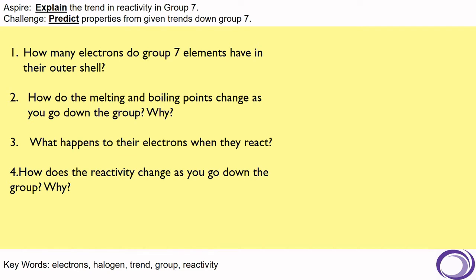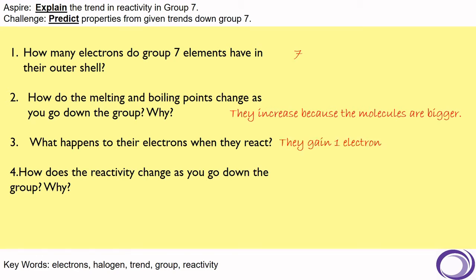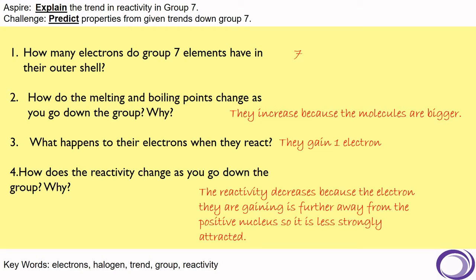So you should have, for number 1, 7. Number 2, their melting and boiling points increase because the size of the molecule increases, or simply the molecules are bigger. All of these elements will gain 1 electron when they are reacting, and as we go down the group, the reactivity will decrease because the electron they are gaining is further away from that positive nucleus, so it will be less strongly attracted.